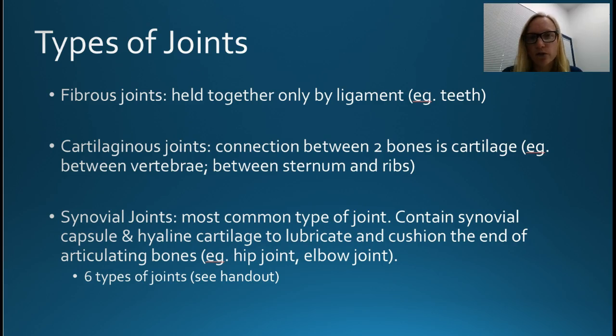The other type of joint is the synovial joint, which is the most common type of joint. It contains the synovial capsule and hyaline cartilage to lubricate and cushion the end of articulating bones. So if you think about when you eat a chicken drumstick, for example, you'll end up with a long bone, and on the end of that bone you've got cartilage, and that would usually fit into a synovial capsule. Okay, so it would be a part of a synovial joint, and there are 6 types of those, and I'll give you a handout for those in class.